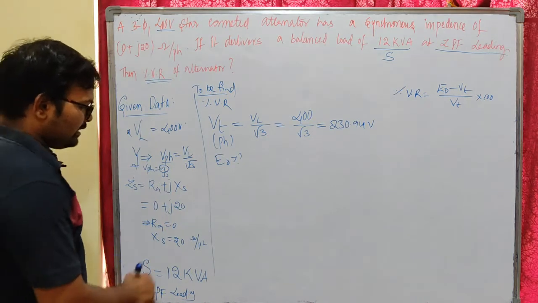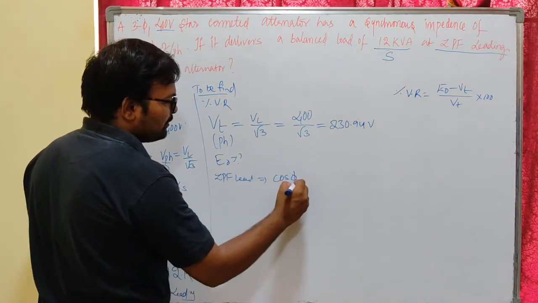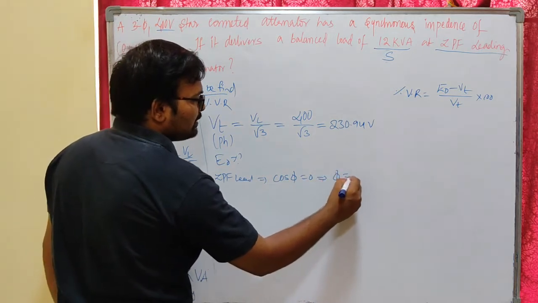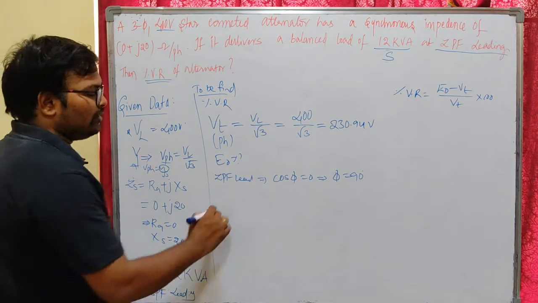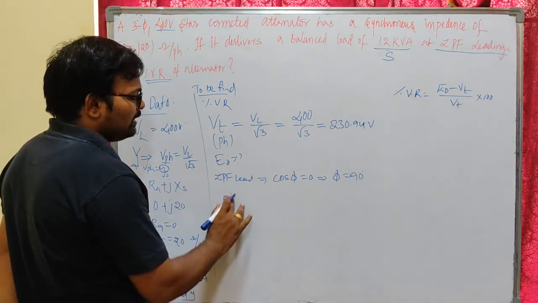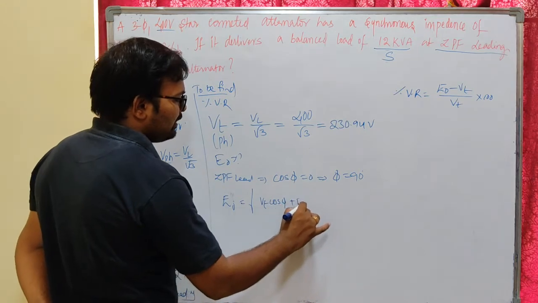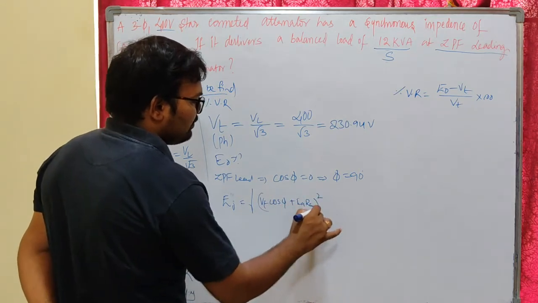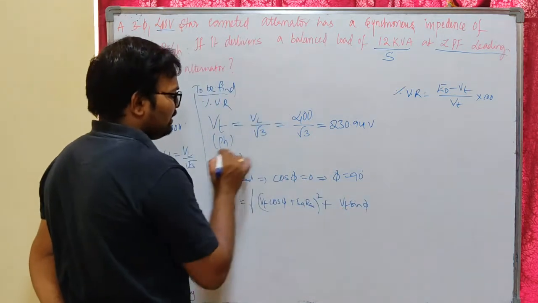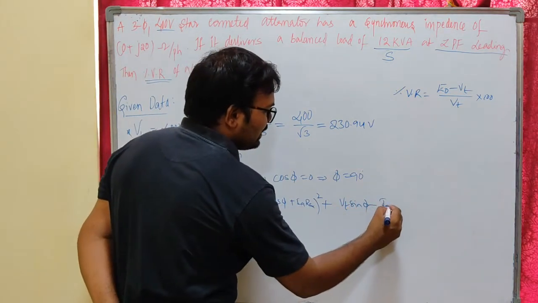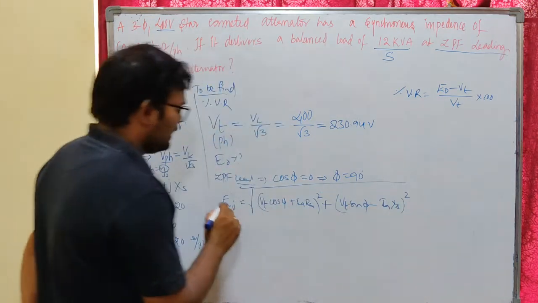Here, ZPF leading means cos phi is 0, that means phi is 90 degrees. So we need to find E0. The expression is E0 equals the square root of (Vt cos phi plus Ia Ra) whole square plus (Vt sin phi minus Ia Xs) whole square. As it is a leading power factor, this will be a minus sign, and it is under root. It is the E0 value, not E0 square.